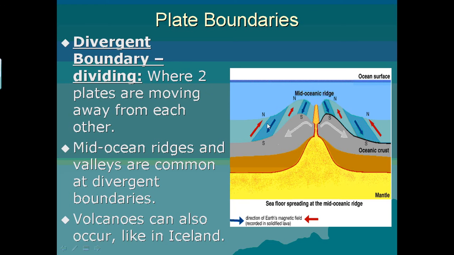If you look at the picture here, you'll see that the gray part of this picture is our oceanic crust. So this is under the surface of the water. And as these two plates move apart, it allows the magma to come up and cool off, creating new oceanic crust. So new sea floor is being created at a divergent boundary.